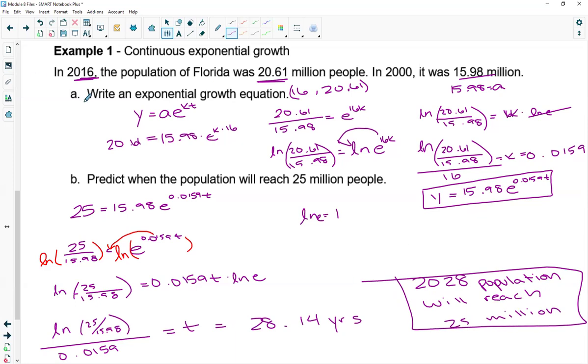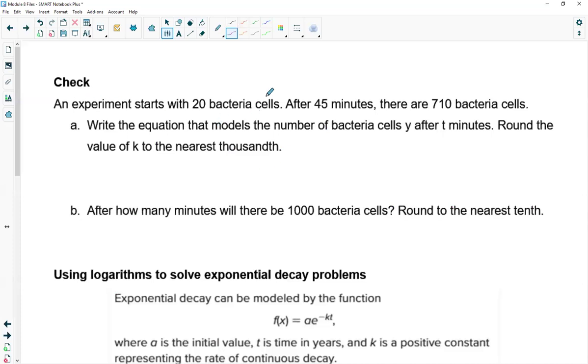Okay, let's jump to our last page of these notes. For our check, an experiment starts with 20 bacteria cells. After 45 minutes, there are 710 bacteria cells. We want to write an equation that models the number of bacteria cells y after t minutes, and we're going to round k to the nearest thousandth.